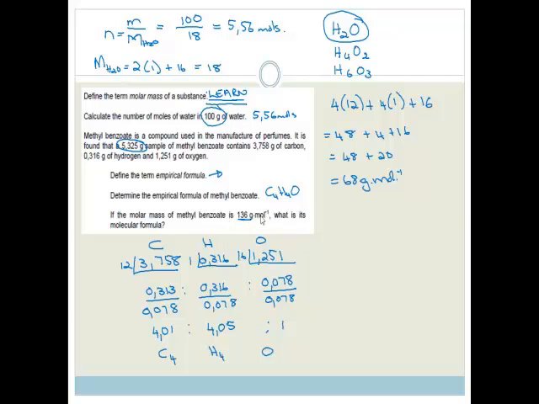So what we're going to do is we're going to see what that ratio is. And we're going to go, okay, fine, 136 divided by 68. Well, 6 goes into 13 twice. So it's going to be 2 times. Therefore, the empirical formula mass is half of the molar mass of methyl benzoate, which means we need to double these. So it becomes C8H8O2, and that there is the molecular formula of methyl benzoate. It's not how it's arranged, it's the molecular formula.